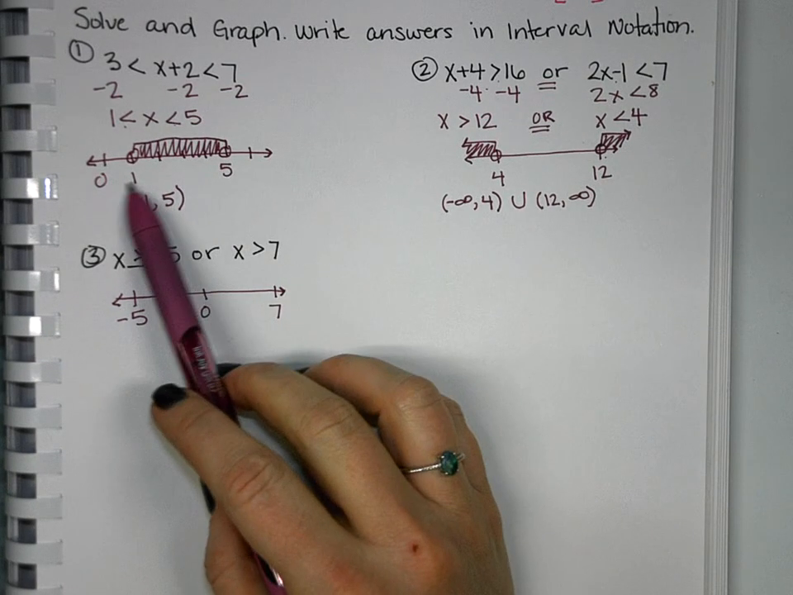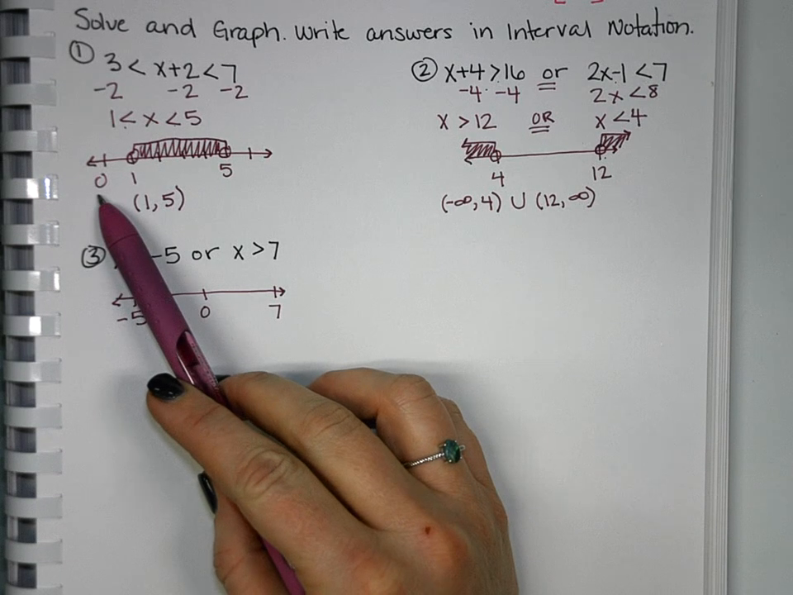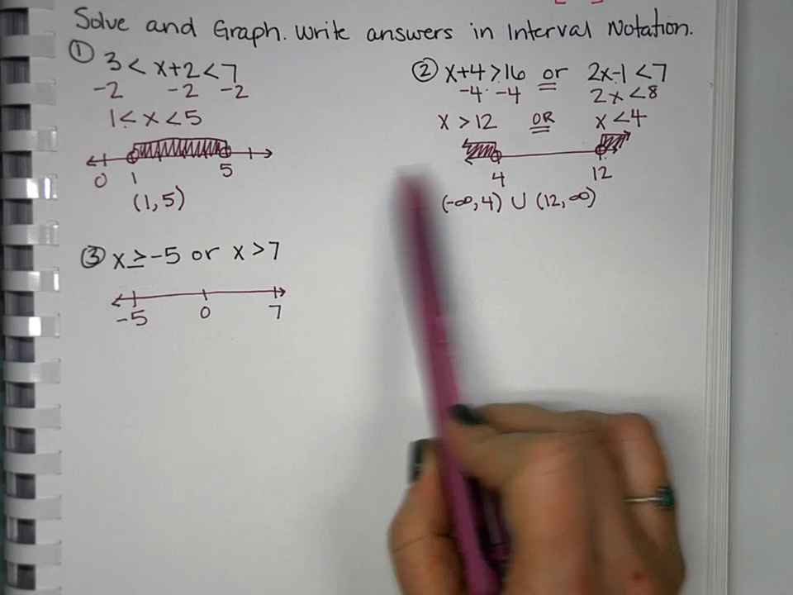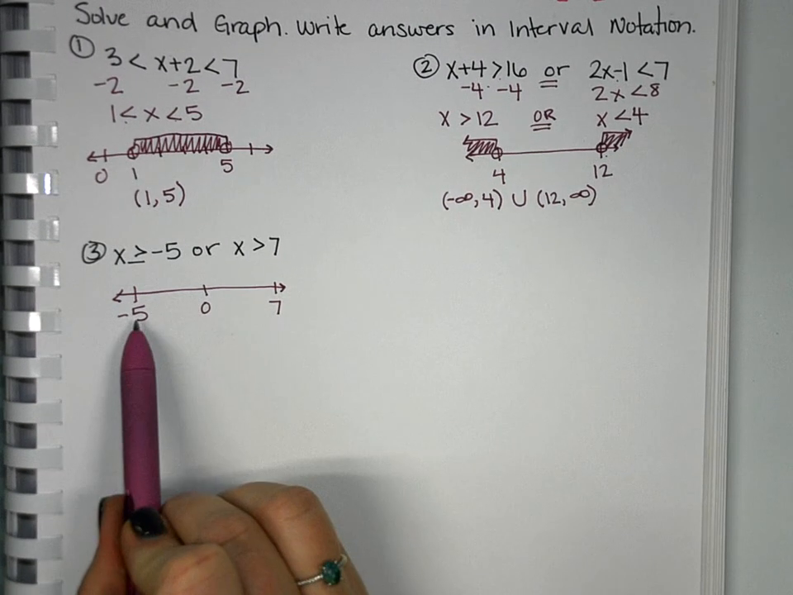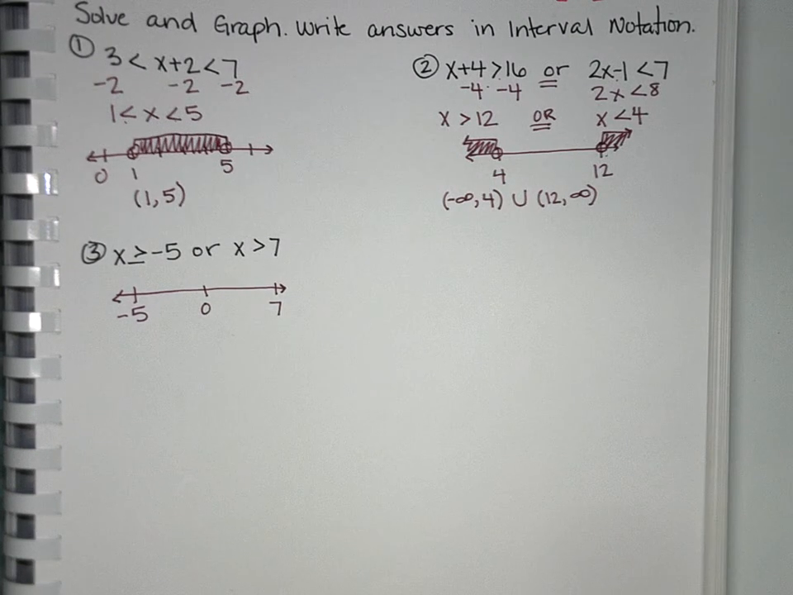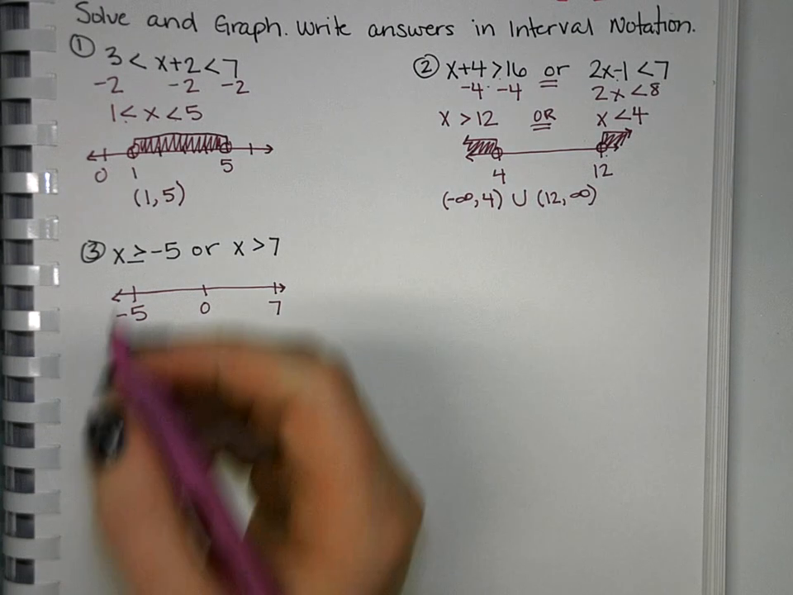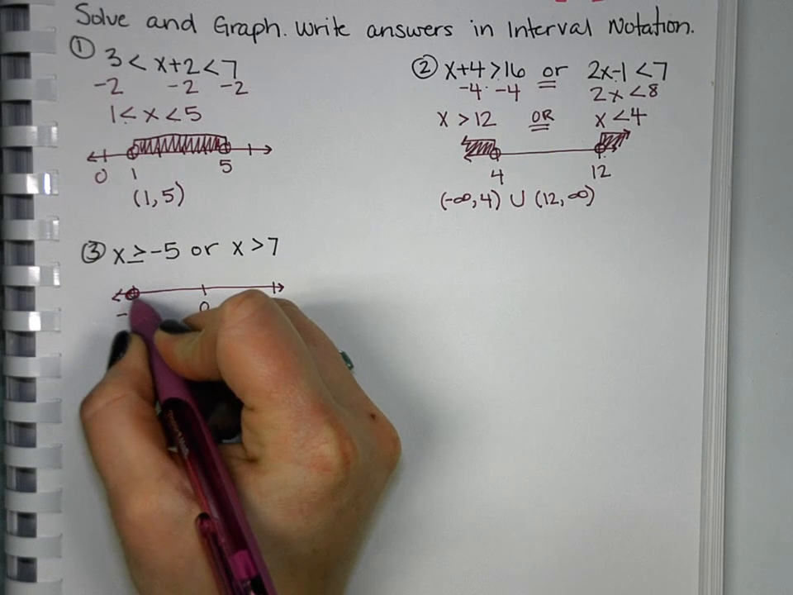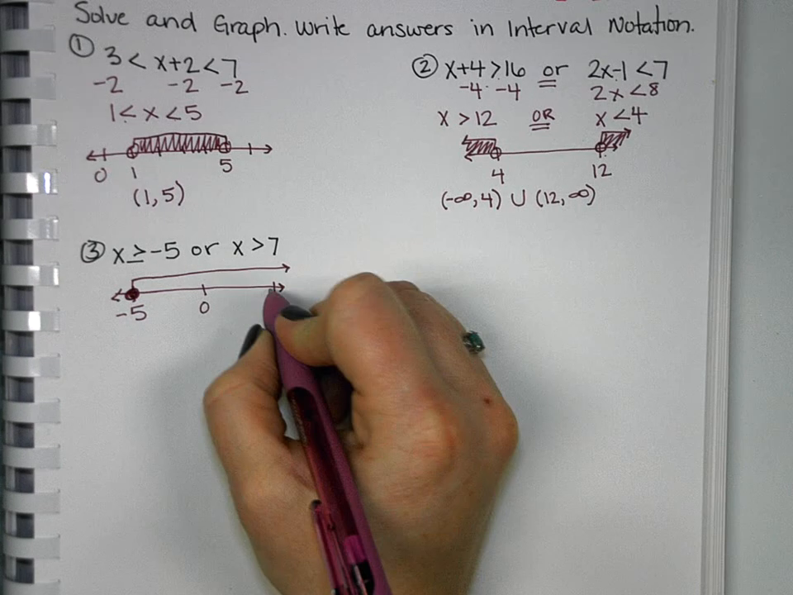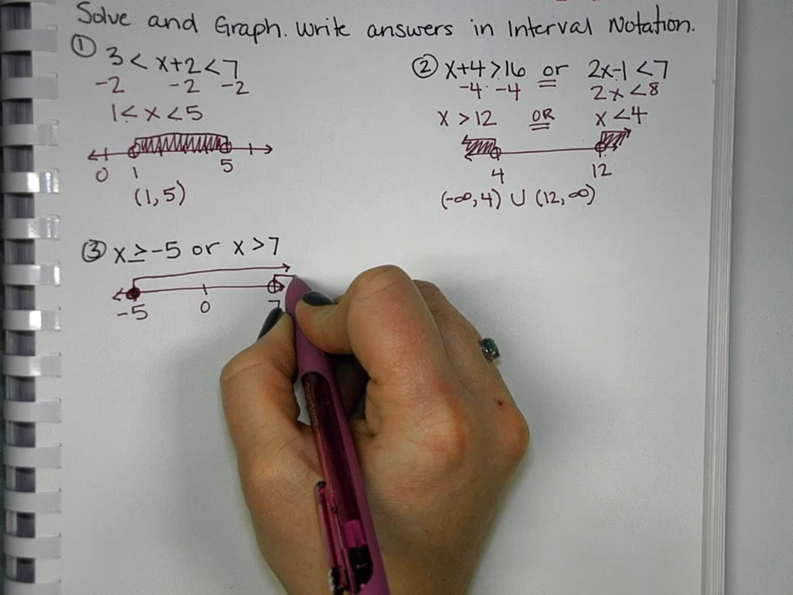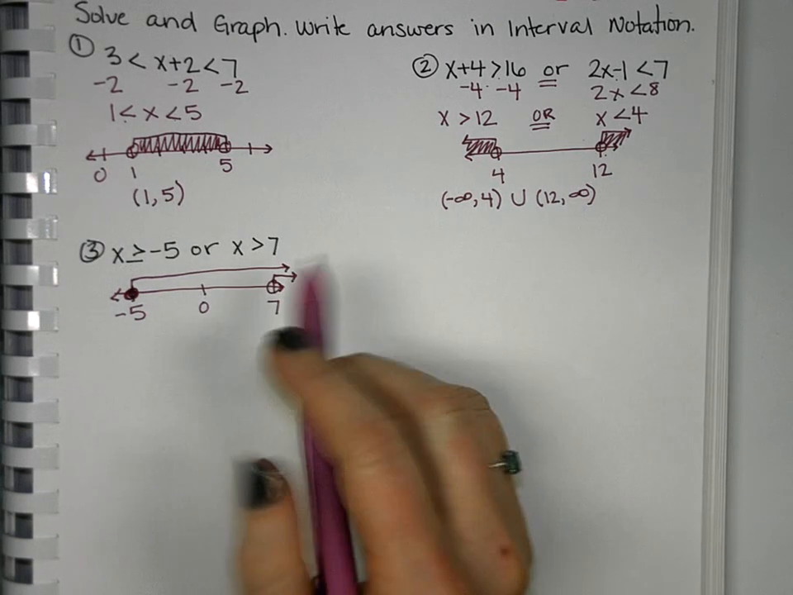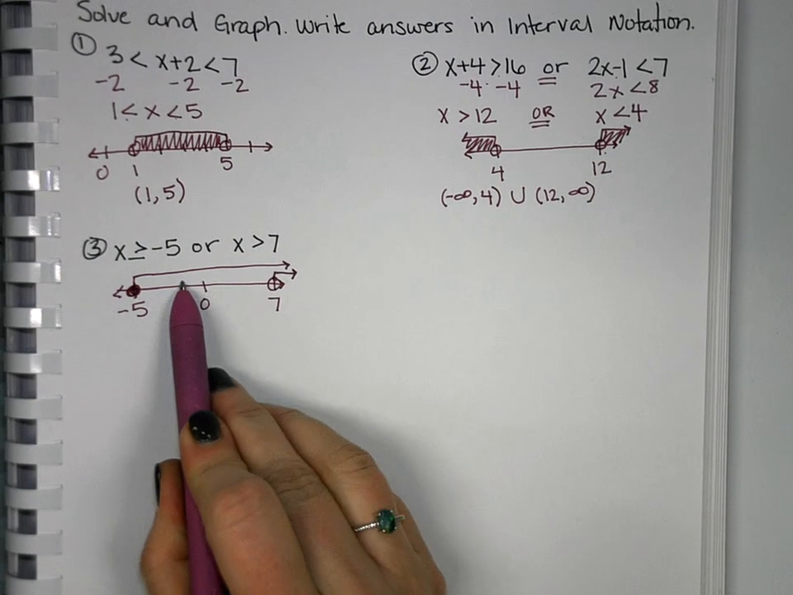Like on number 1, 0 was really close, so I went ahead and added it just as a reference point. Here it was a little too far, and I didn't want to have to extend my graph just to include 0. Since here 0 is between my two endpoints, I'm going to go ahead and add it. So we have greater than or equal to, so solid circle, that's this way. Open circle, greater than. Again, because it's an or statement, it either needs to be in this interval or this one.